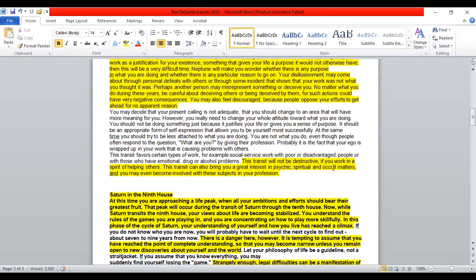This transit will not be destructive if you work in the spirit of helping others. This transit can also bring you a great interest in psychic, spiritual, and occult matters, and you may even become involved in these in your profession. I don't think so, but anyway, just from hearing just that, we'll look at some more.